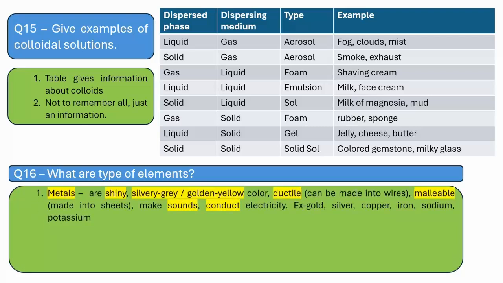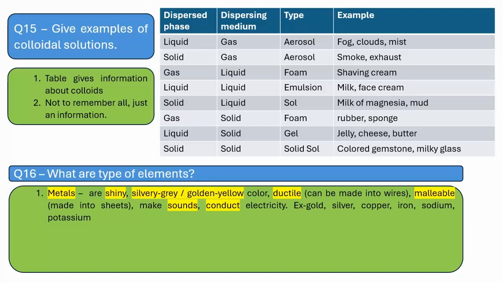What are the types of elements? Okay, so elements are nothing but substances which have only one type of atom. Single type of atom. They are metals. Metals are shiny, they are silver gray or golden yellow in color. They are ductile, they can be made into wires. They are malleable, they can be made into sheets. They make sounds when you hit them.